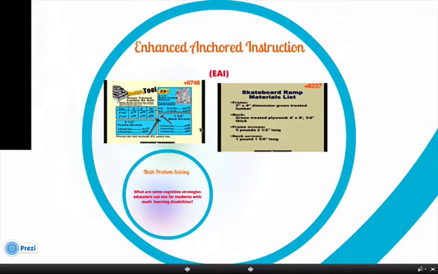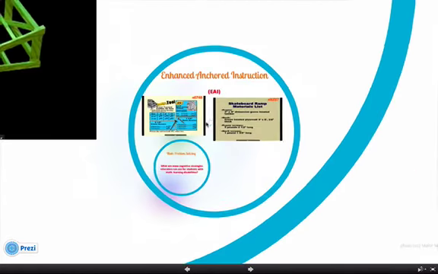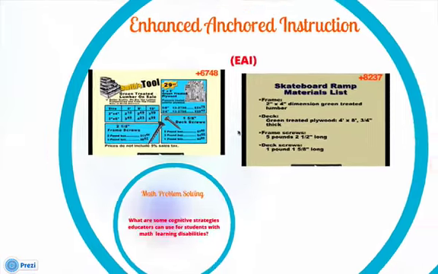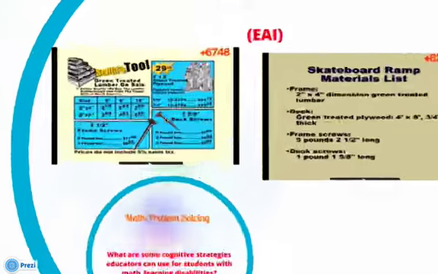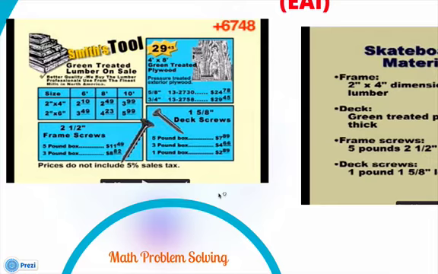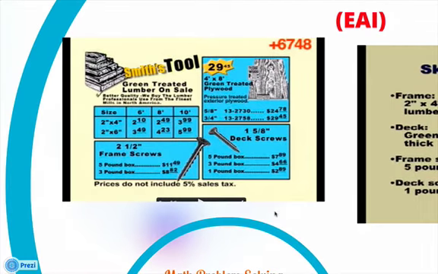Enhanced anchored instruction was one of the things that I found in some of the research. And what this enhanced anchored instruction does is show a video. In this video, it will show different graphics like you would see in a newspaper or in an internet ad. For this case, the deck screws, the frame screws, the plywood. As students are building a skateboard ramp, they are able to visually see this as opposed to trying to read it in a written out word problem.